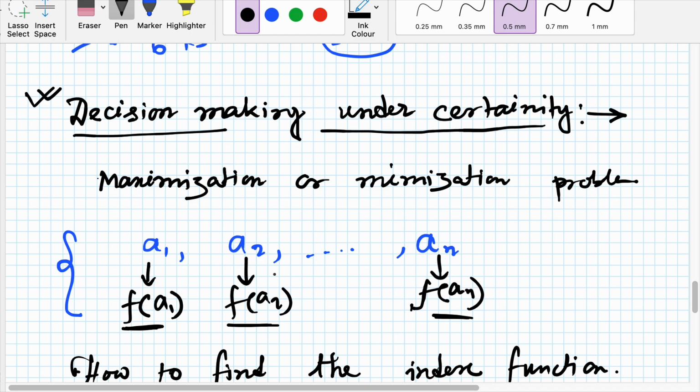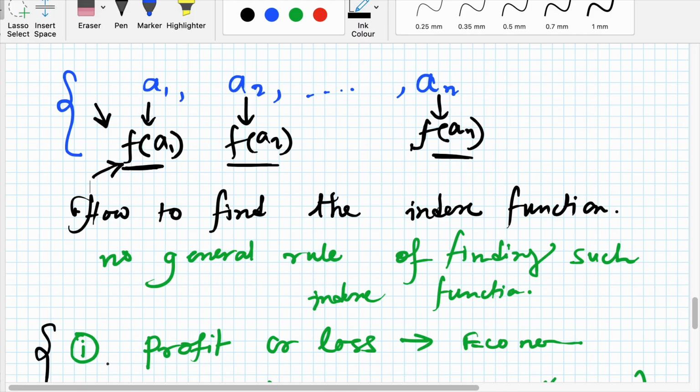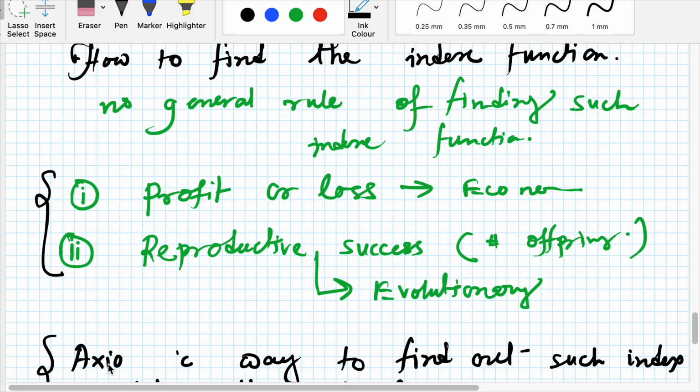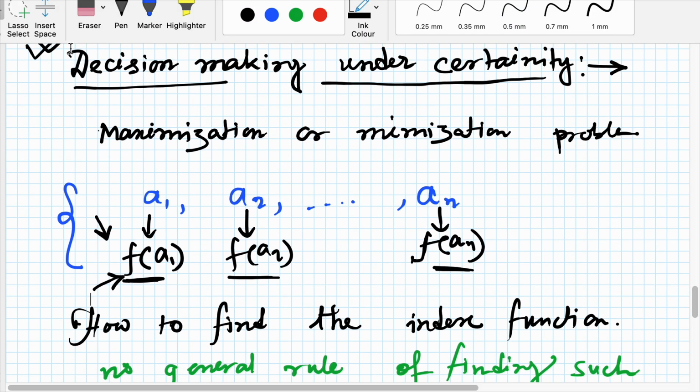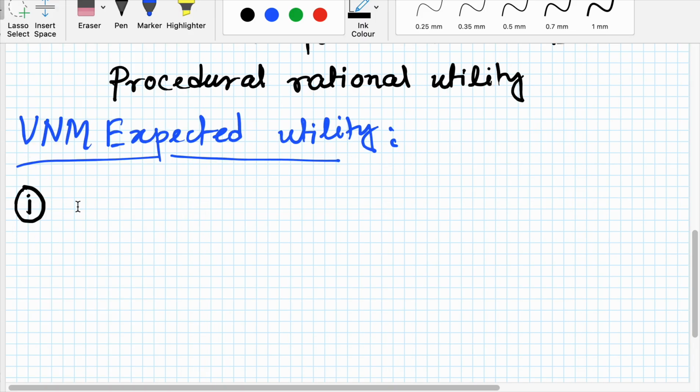with options, and the main challenge that one finds there is how to write this index function in general. We have faced the problem that there is no general way to write this index function, but in the case of economic problems and evolution problems, one knows this index function, and basically these index functions are nothing but the utility that we are talking about here. So first we will learn about decision making under certainty.